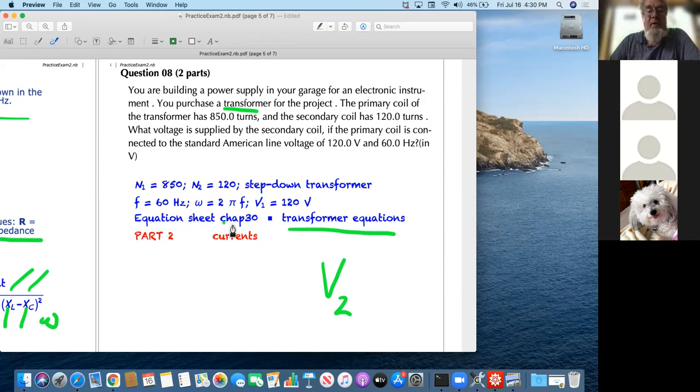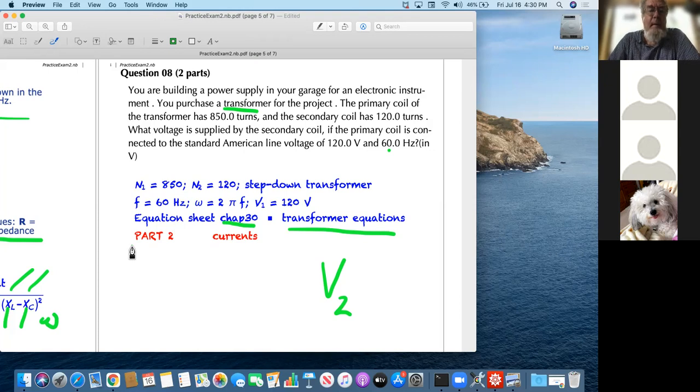So again, this would have been in chapter 30, the chapter on AC circuits. Transformers are often found in AC circuits. They transform the voltage. What does a transformer transform? It transforms the voltage. It doesn't transform the frequency. So the frequency is sort of a red herring. Well, that's part one of the problem.